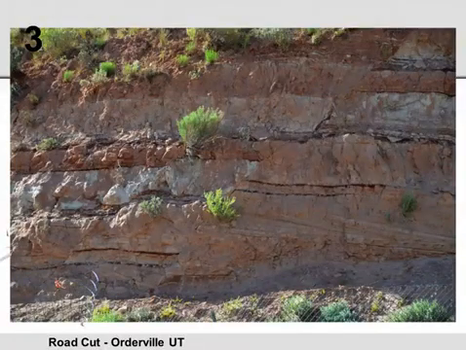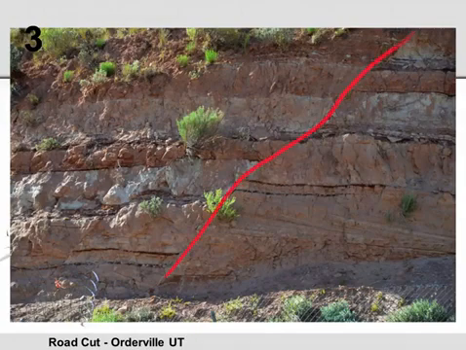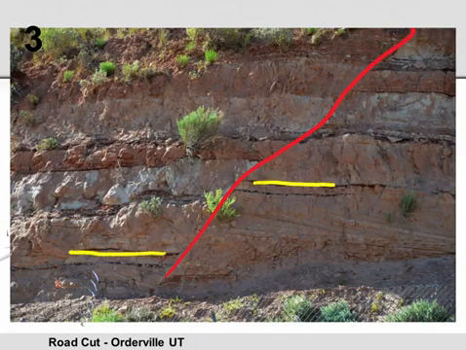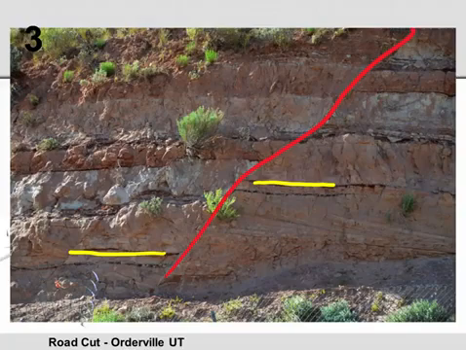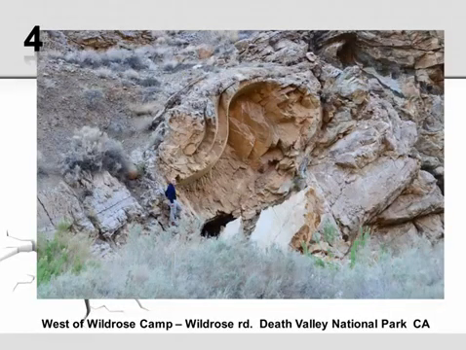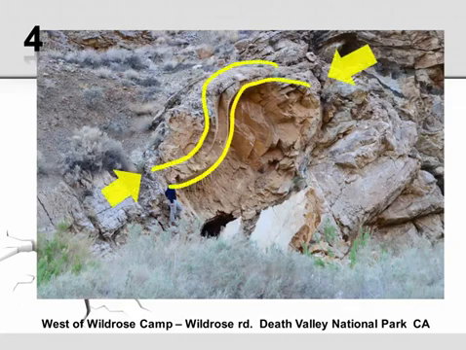Number 3, again, this is a road cut in Orderville, Utah. Let's identify the fault plane, leaning from left to right across the image. See the double brown lines towards the bottom of the image? These used to match up with each other. Thus, this is a normal fault, formed through tension or divergent motion. Number 4, along Wild Rose Road in Death Valley National Park. We can obviously see folds. These folds must have formed from compression or convergent motion.